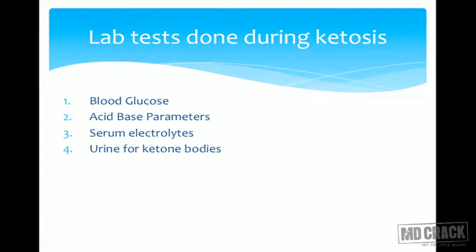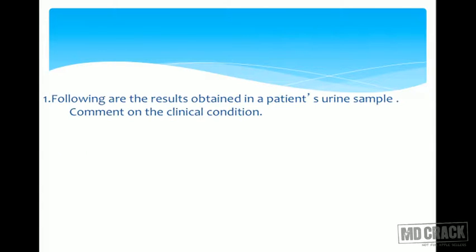Now, which are the lab tests that are done? They include blood glucose, we look at acid-base parameters, we look at serum electrolytes. As I said, sodium and potassium can also be dragged along with either acetoacetate or beta hydroxybutyrate, and urine for ketone bodies, which is done by the Rothera's test. So, I'll just give one thing about it.